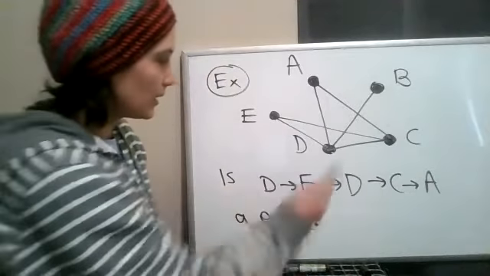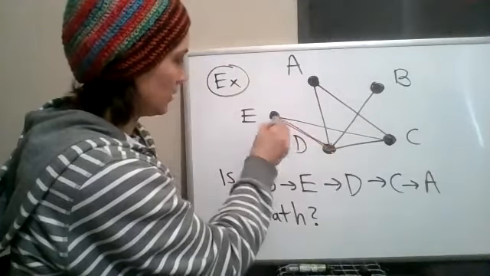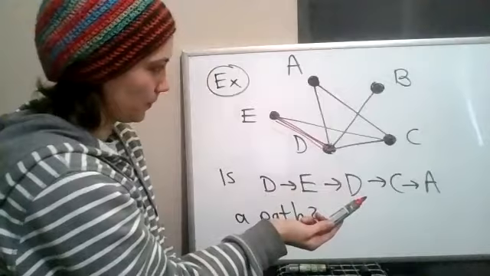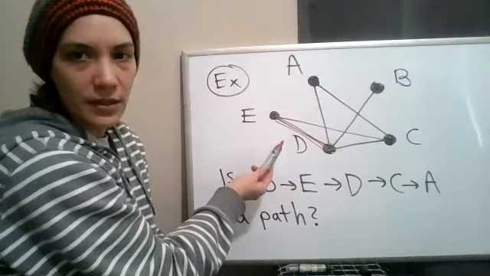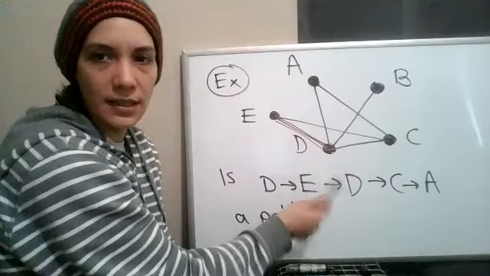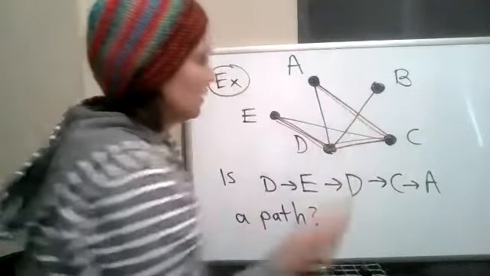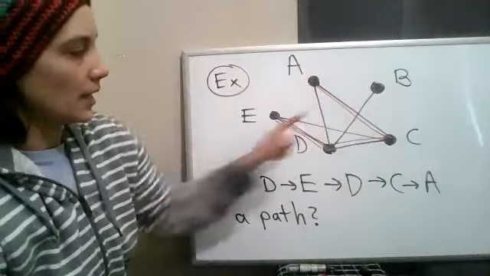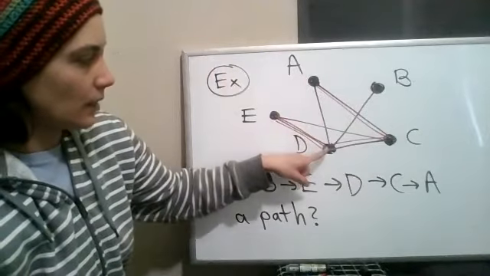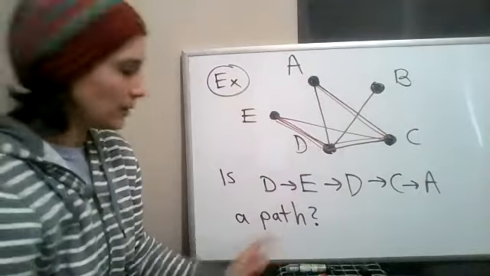So go to D, over to E, back to D. So already it's in there. We reuse that edge. But let's just see what happens also. D, E, D, C, A. Okay, that part's okay. It's this issue where you go from D to E and use the edge, and then you go back and use the edge again. So it's not a path.